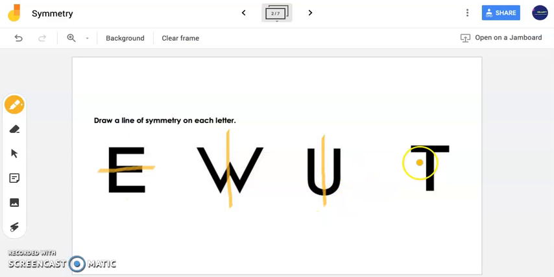Now, a vertical line works for T as well, but let me try a horizontal line. I notice that this cannot work because there's a different amount above and under this line. So I'm going to erase this and I'm going to draw a vertical line again, just like the other two letters, to draw a line of symmetry right through T. Now notice this is going right through T, showing that there's an equal amount to the left and right of this line.